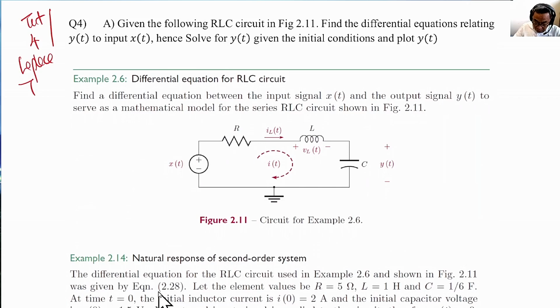This is tutorial 4, Laplace Transform question 4. In this question, we are given the following RLC circuit, and we are asked to derive the differential equation and hence solve for the differential equation to find y(t), which is the voltage across the capacitor, given some initial conditions.